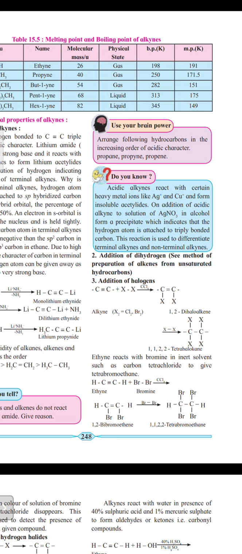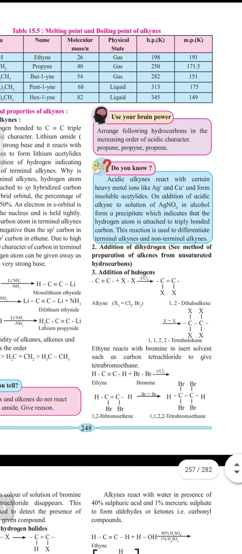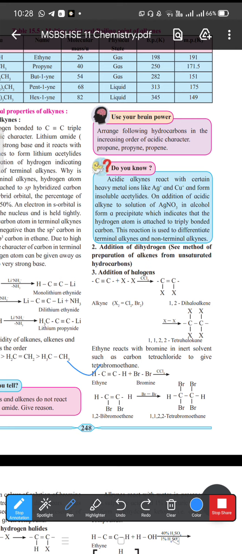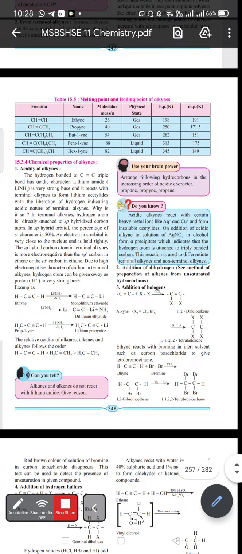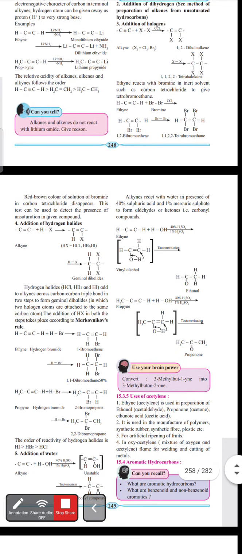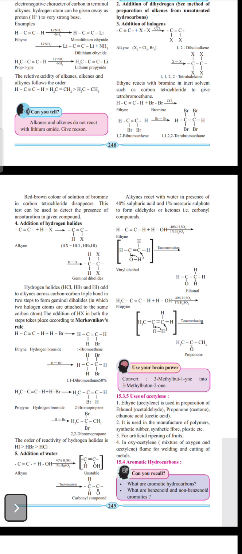After that, we'll see addition of halogens. For that, we'll see an actual example. Whenever ethyne reacts with Br2 in CCl4, it gives HCBr double bond CHBr, that is 1,2-dibromoethene, which reacts with Br2. It gives HCBr2 CBr2H. It is 1,1,2,2-tetrabromoethane.